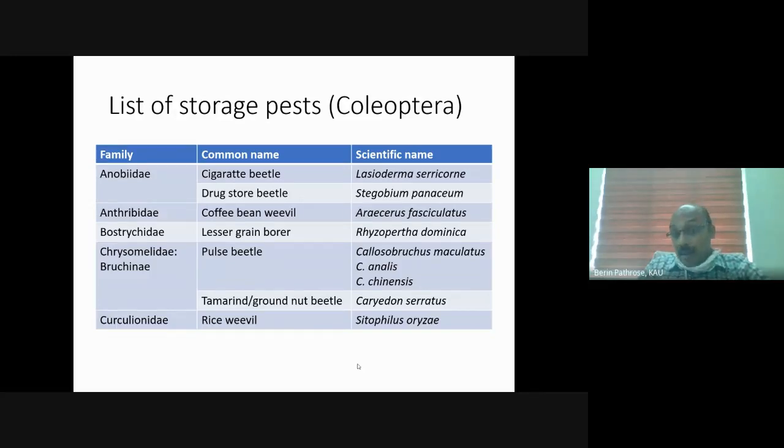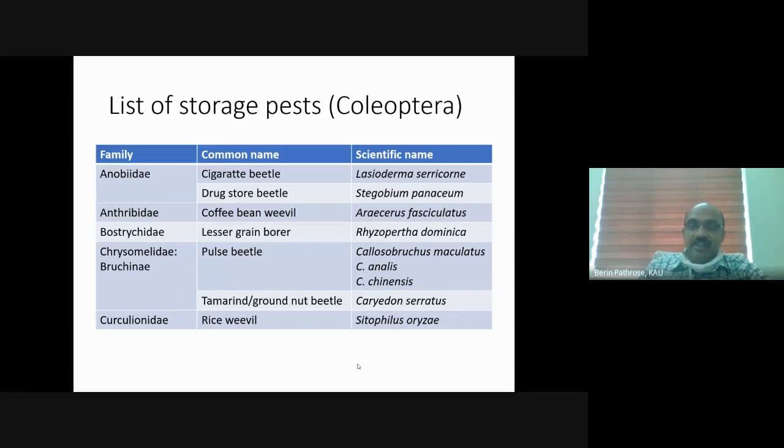Then comes a major pest, lesser grain borer, Rhyzopertha dominica, belonging to the family Bostrichidae. We have a Bostrichid pest, that is Rhyzopertha dominica. The common name is lesser grain borer. Then we discussed several times yesterday and today also the pulse beetle.